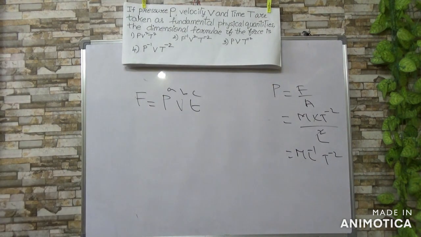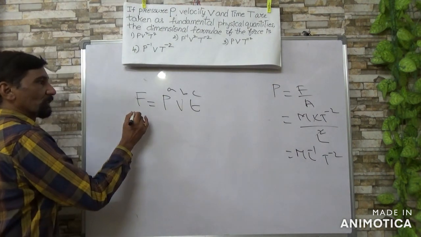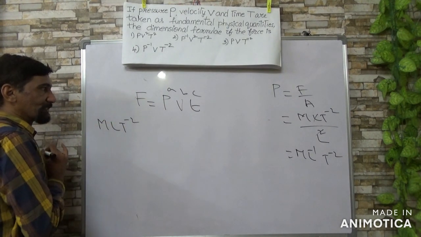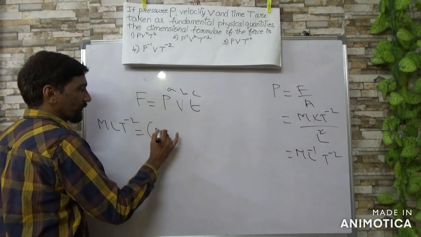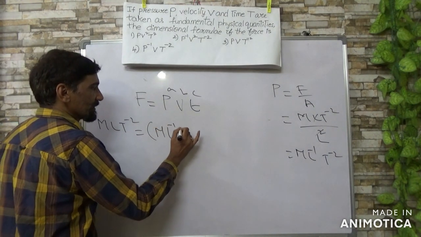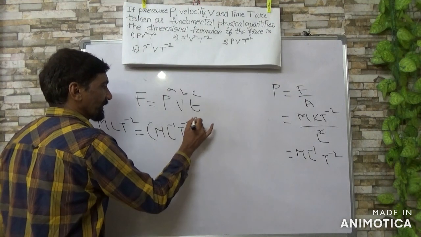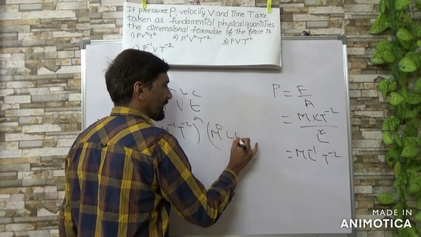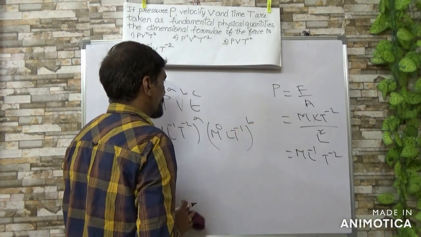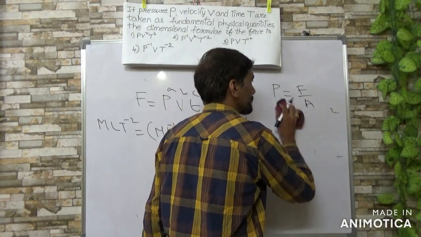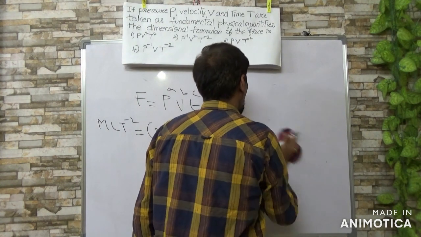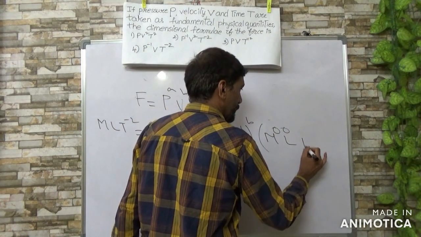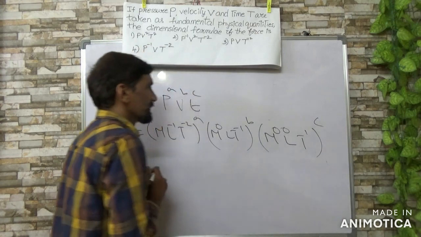Okay. So now we can substitute all these formulas. Force, mass into acceleration. Pressure, M L inverse T power minus 2, whole power A. Velocity, L T inverse, whole power B. Time, it is M power 0, L power 0, T power 1, whole power C.